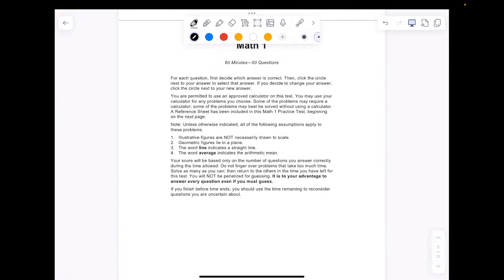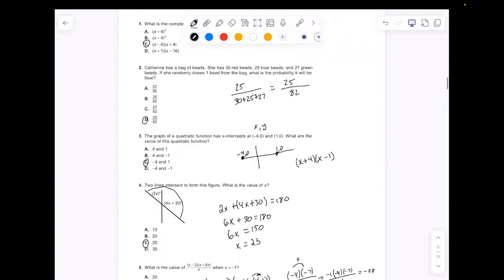Some problems may require a calculator. Some can be solved without. Okay, cool. Just want to make sure I'm not cheating.